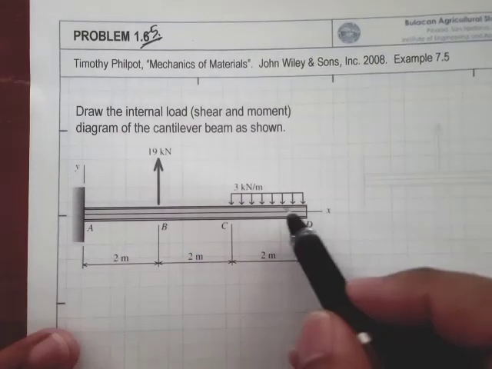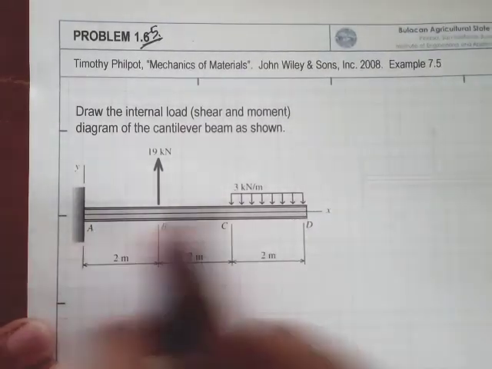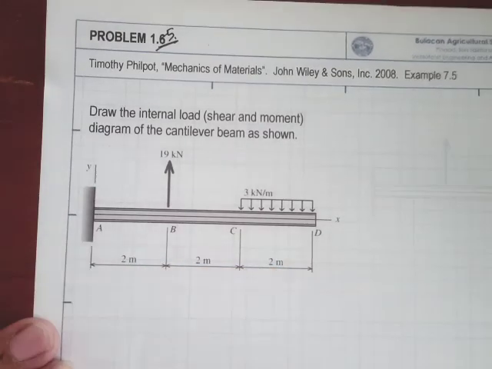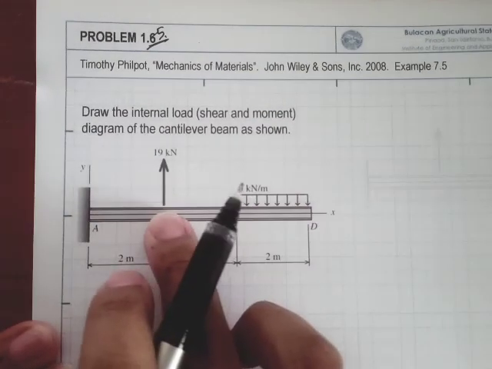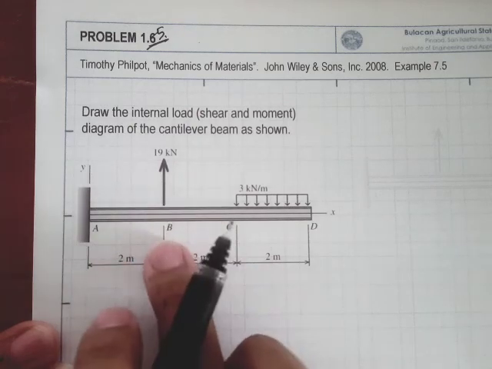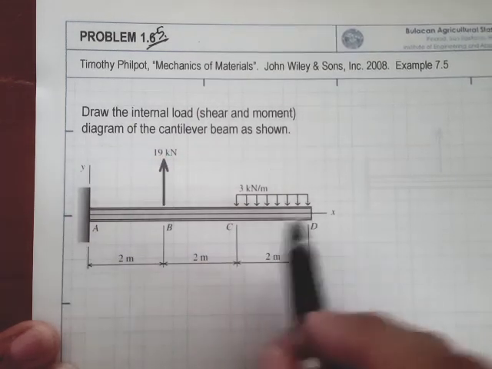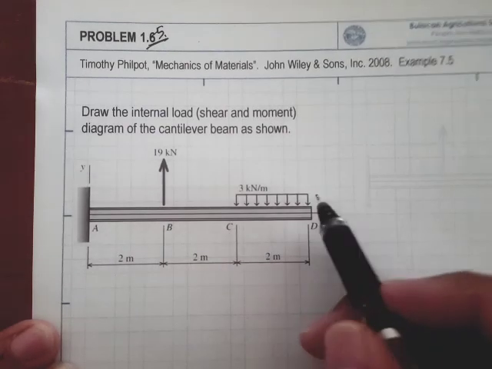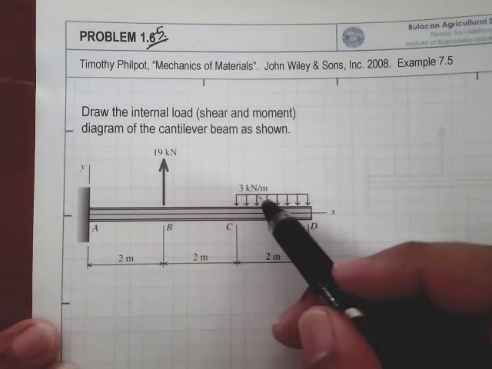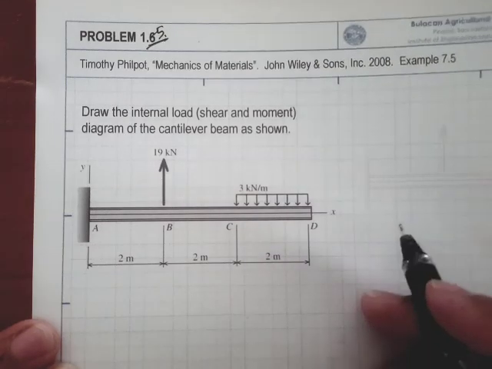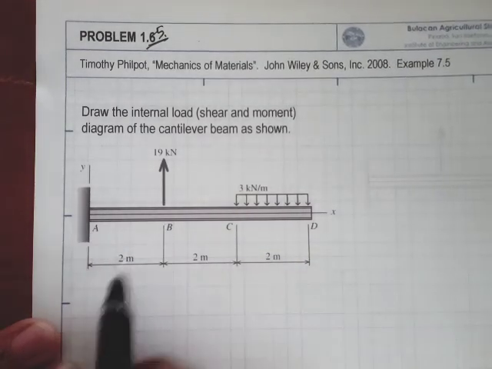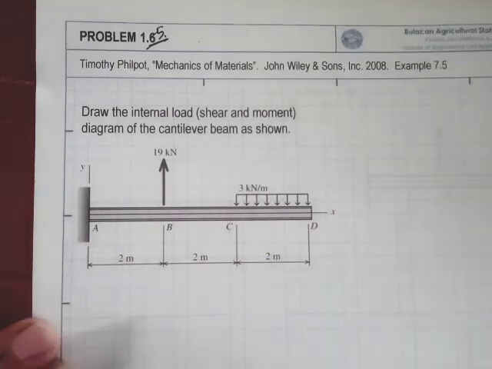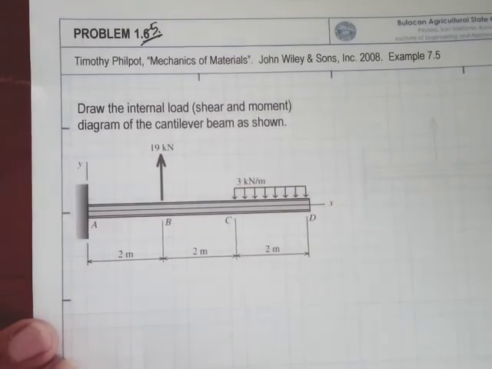Okay, so we have this beam right here. It is a cantilever beam. So we have a free end right here, and this one is a fixed support. And this beam is subjected to a 19 kilonewton concentrated force, and we have a distributed force right here. That's 3 kilonewtons per meter. Alright, so the distance from point A to B is 2 meters, from B to C is also 2 meters, and from C to D is 3 meters also.